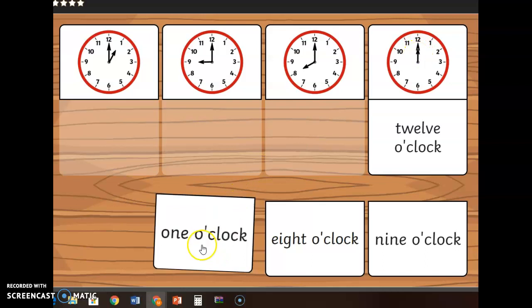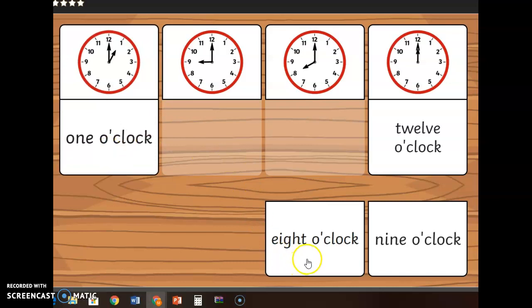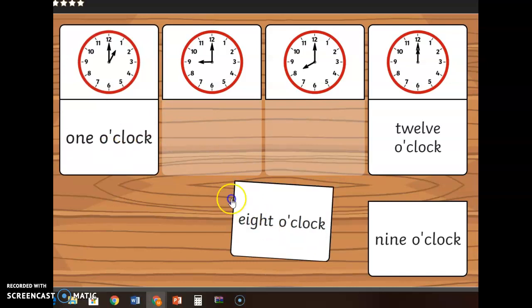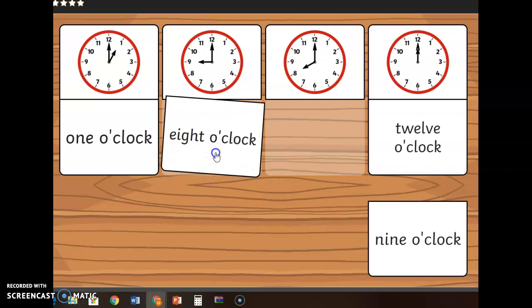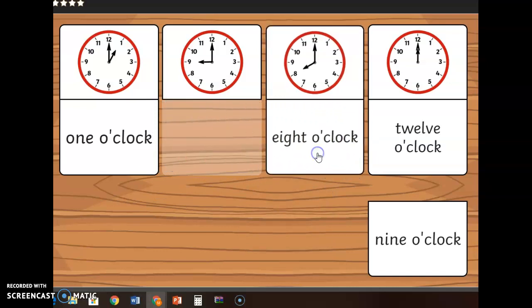Look, guys, because the short hand is looking at 12 as well. Okay, next one. 1 o'clock. Here? Okay. Let's put it here. And then we'll check at the end. 8 o'clock. Here? No. Here? Yes. Good job. Look, because the short hand is looking at 8.